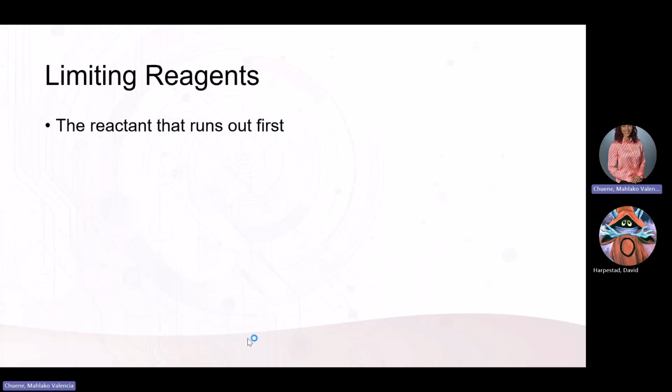Now let us move on to the next element, which is limiting reagent. A limiting reagent is normally the reactant that runs out first and stops the reaction. We use mole ratios from balanced equations to tackle this concept. It is very important in chemistry that whenever there's an equation, you balance it. Now let us go into an example.